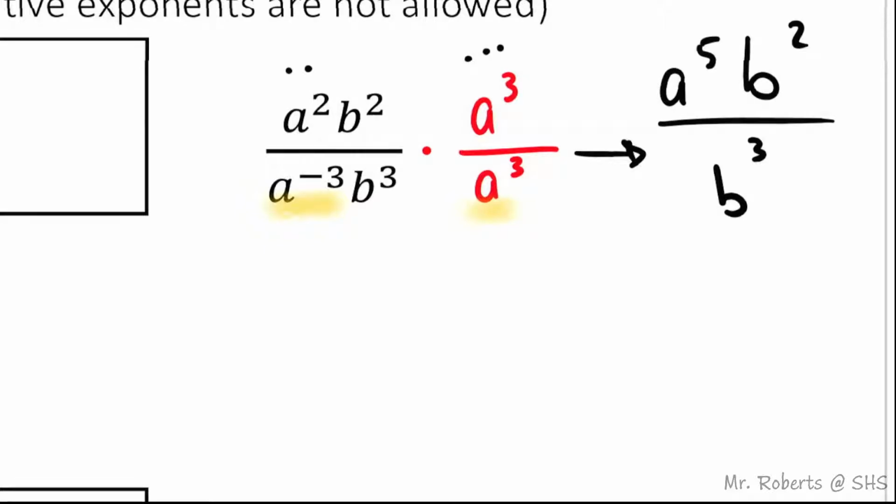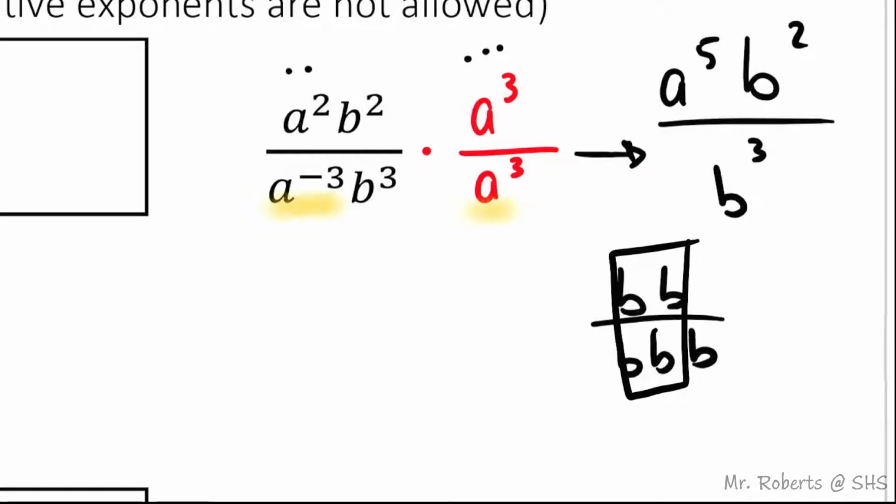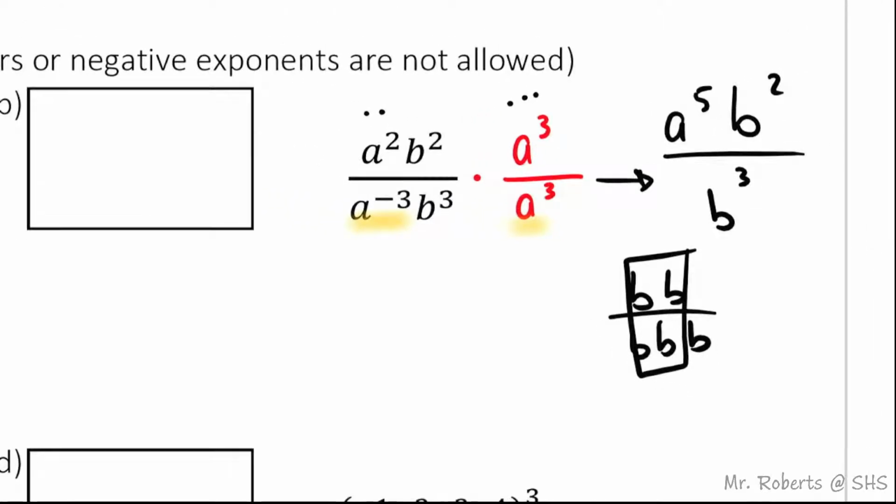Last thing I can see is, yes, I've got b squared over bbb, right? I can say bb over bbb. Definitely there's a giant one of b squared, right? So that's gone, and I'm left with a single factor of b in my denominator. So this final answer will be a to the 5th power divided by b.